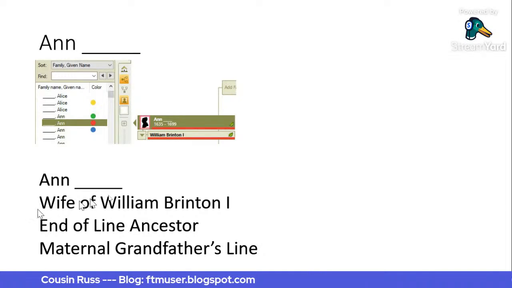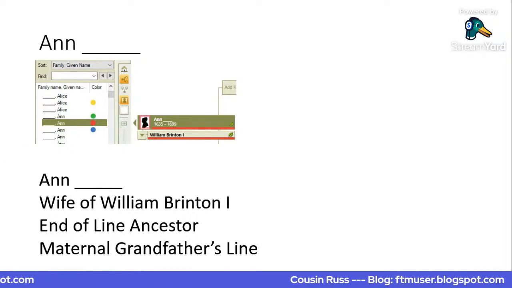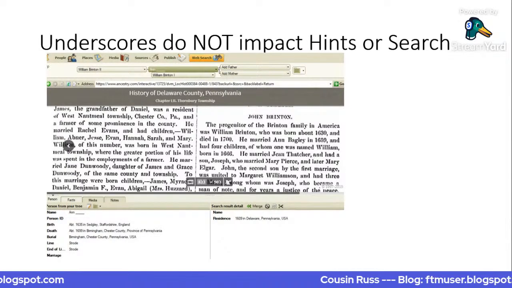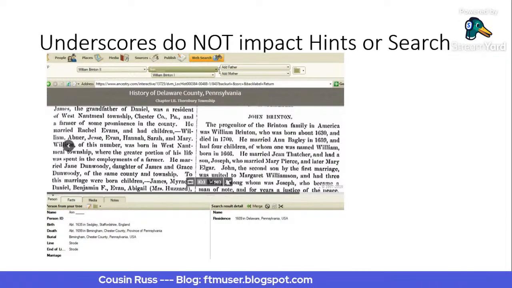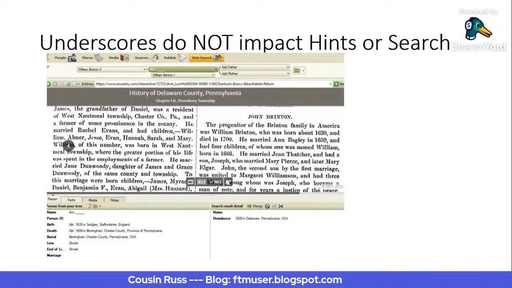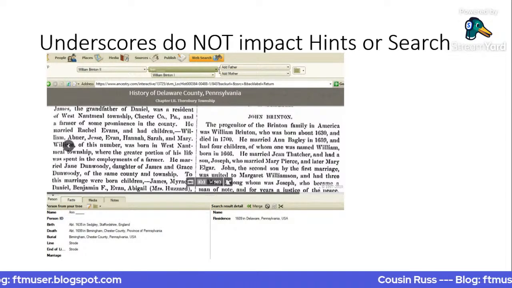Now, you may see that she's got a hint on her screen, and if I follow that hint, I end up with a record. And again, the title of the slide says underscores do not impact hints or search. And that is very important to me. I tried a bunch of different ways of doing it, like unknown or no middle name, whatever kind of things that I have seen people use, and I have stuck with 5 underscores.